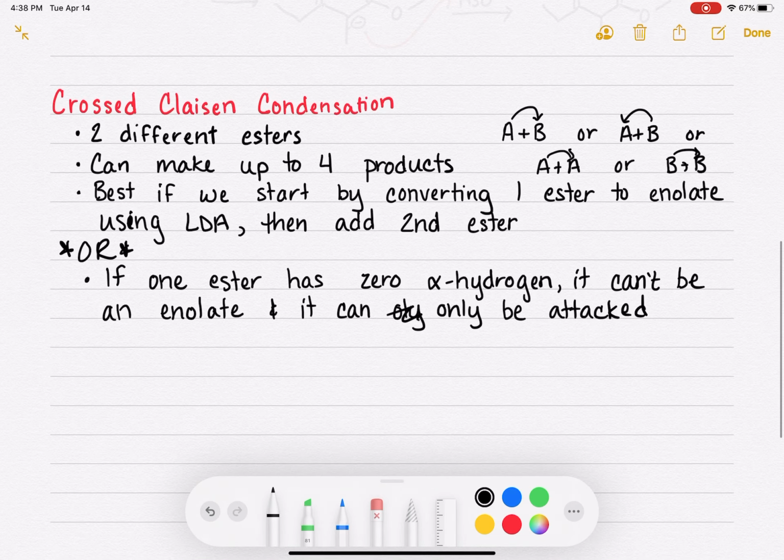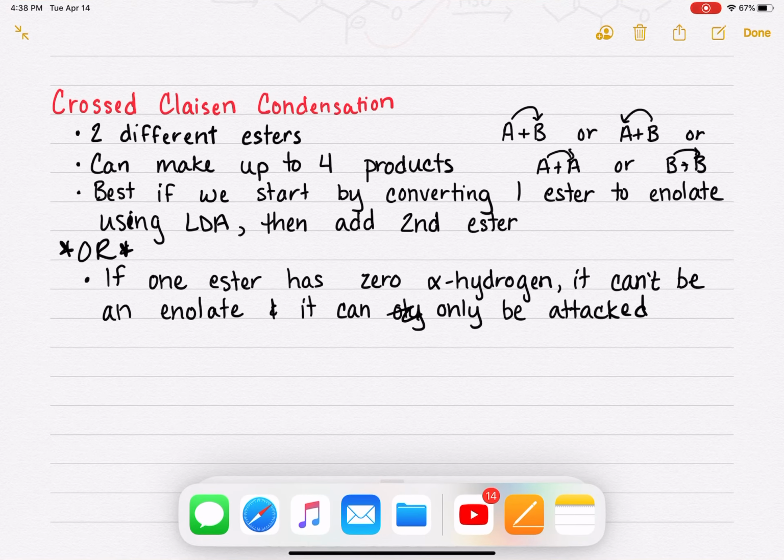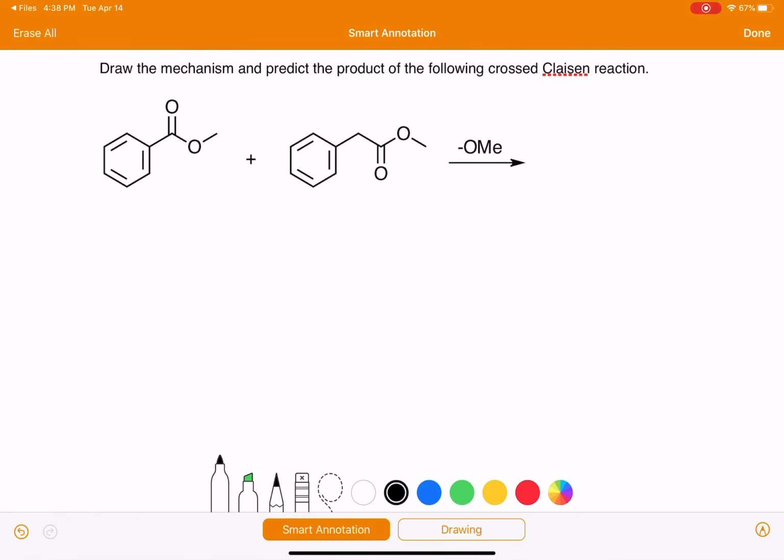So let's take a look at some examples of crossed Claisen condensation reactions. So here is one. I think we have 2. No, we only have 1. Here is one, and these are 2 different esters, but even though we have 2 different esters, notice that we have the same OR group all the way through, matching, matching, matching. And so when we're looking at a crossed Claisen reaction, the first thing that we should look at is where are the alpha hydrogens in these 2 esters?